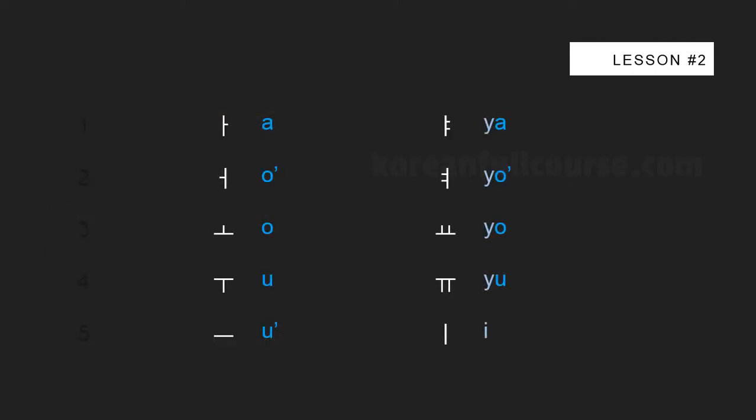Here are 10 basic vowels in the Korean language. I divided them into two groups. This trick is gonna help you to learn them faster because, as you can see, the only difference between vowels in this group and in this one is the letter Y, which is pronounced as Y. So A, Ya, O, Yo, and so on. Let's talk about each of these letters in more detail.